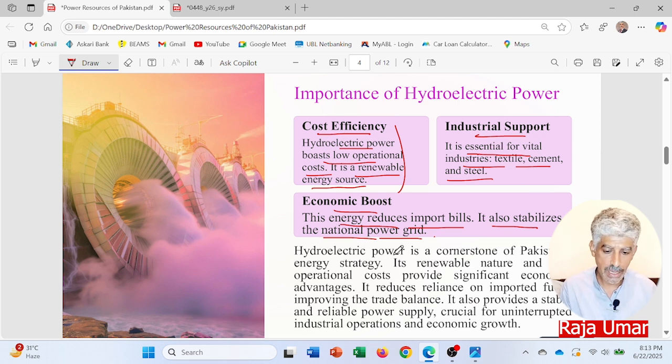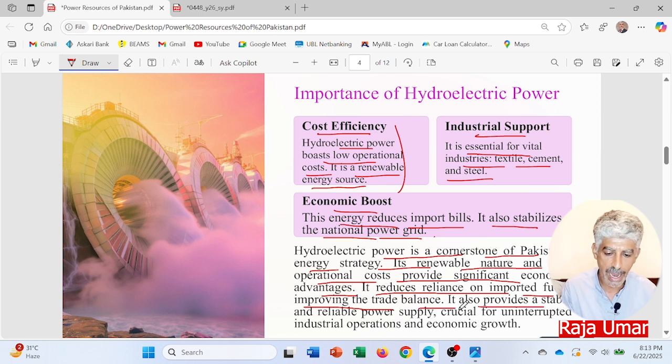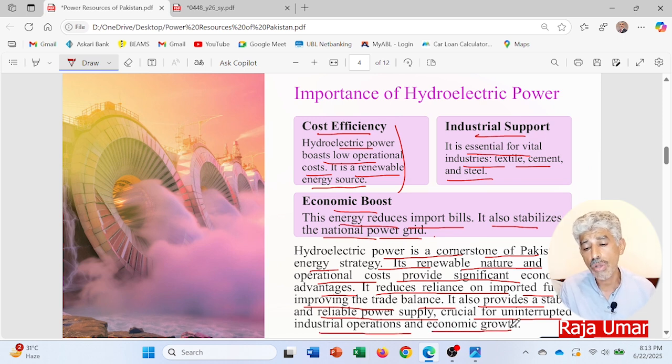Hydroelectric power is a cornerstone of Pakistan's energy strategy. Its renewable nature and low operational costs provide significant economic advantages. It reduces our reliance on imported fuels, improving the trade balance. It also provides a stable and reliable power supply, crucial for uninterrupted industrial operation and economic growth. So this is how it is really very important to have the development of hydroelectric power in Pakistan, as it is really very much reliable and cheaper.